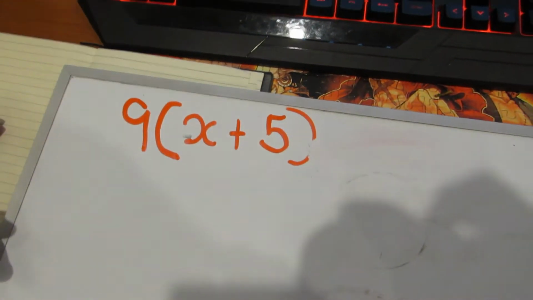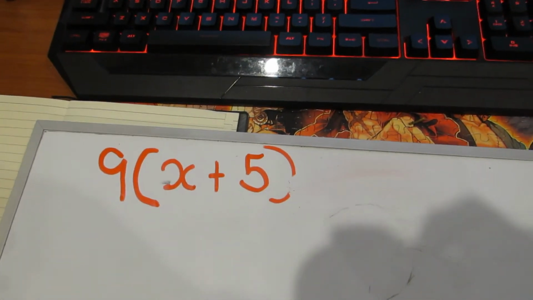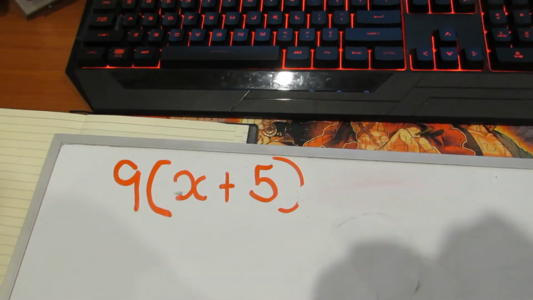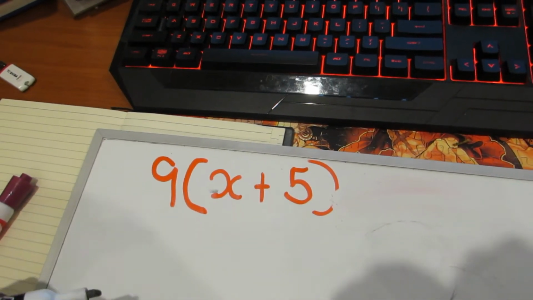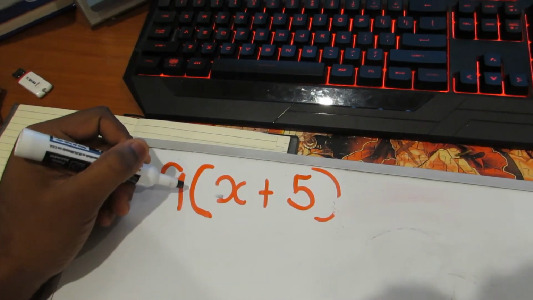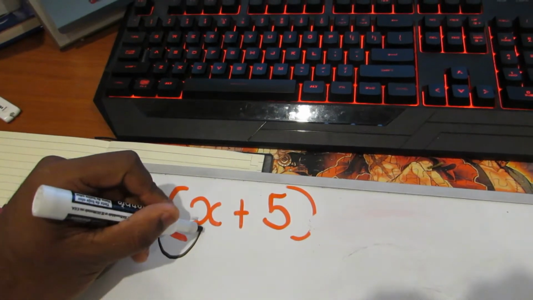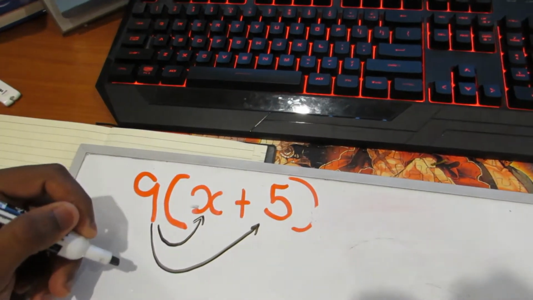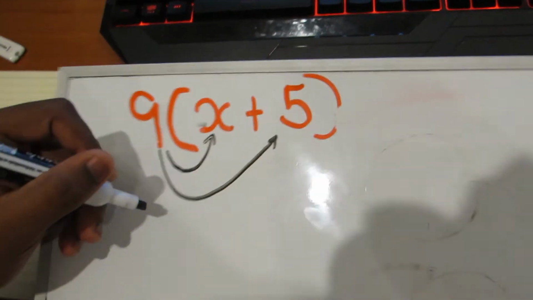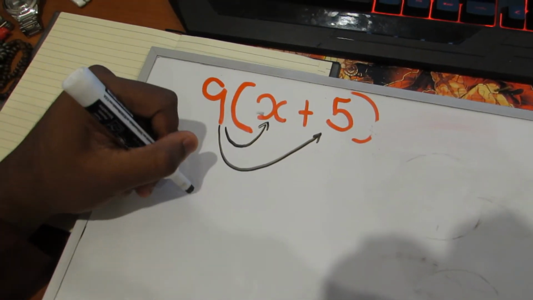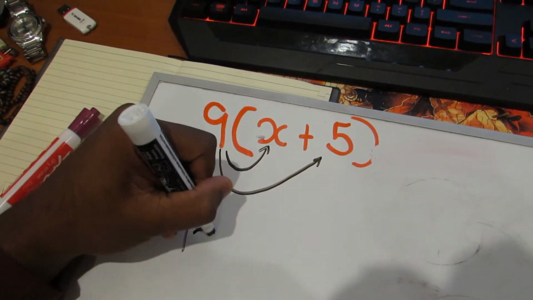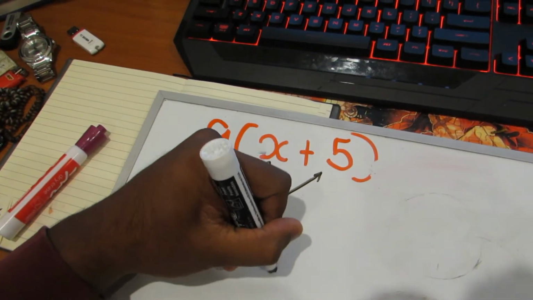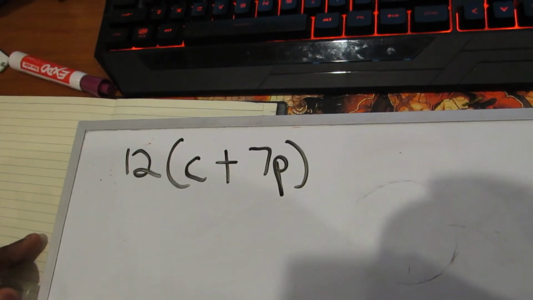Now moving on, let's work with brackets. Say you're told to expand this bracket. So it is 9 bracket x plus 5 close bracket. What you would have to do is multiply the 9 by the x and multiply it by the 5. So you'll be left with 9x plus 45.